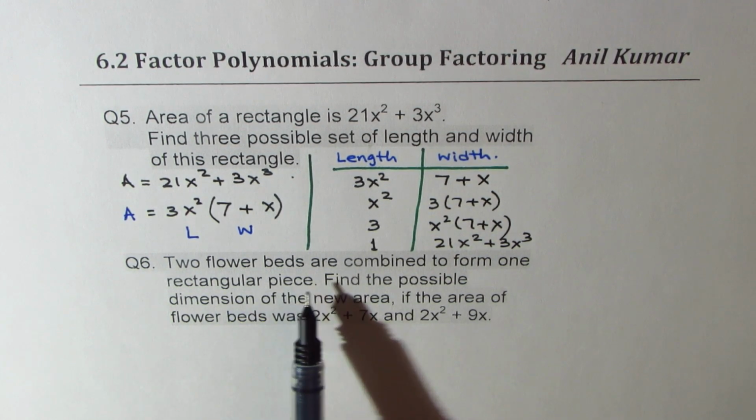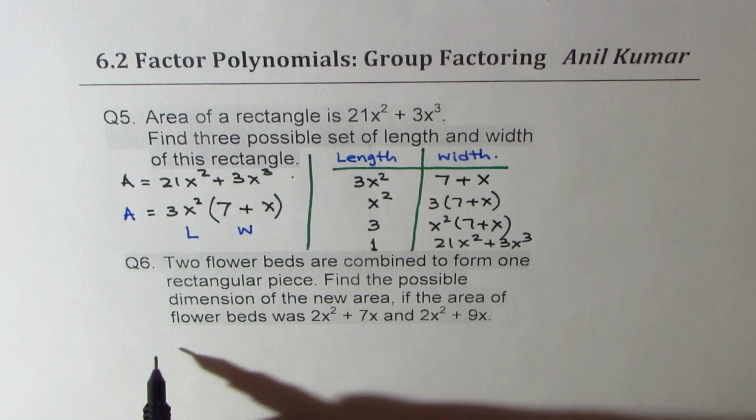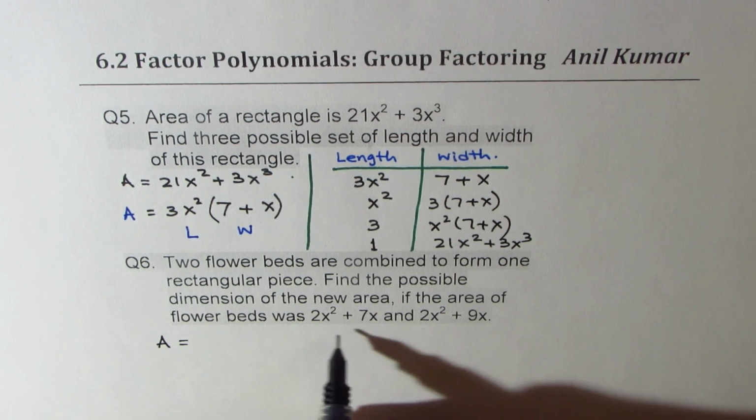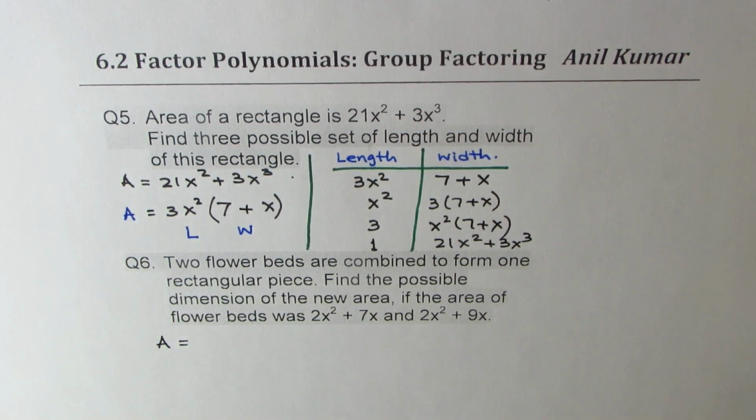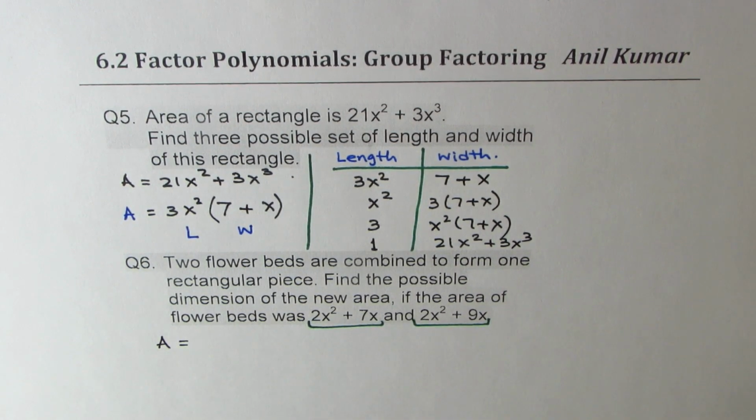Okay, so let's move on to question number 6. Two flower beds are combined to form one rectangular piece. Find the possible dimensions of the new area. We are given two areas, right? So let's add the two areas. One bed is this one, the other one is that. So we'll just add them up.